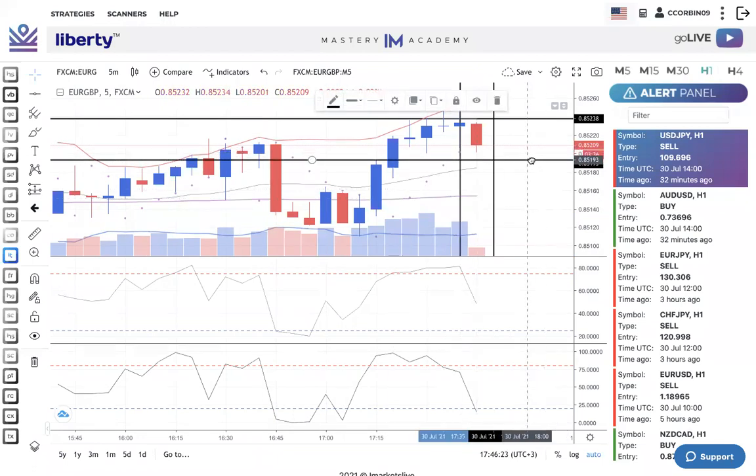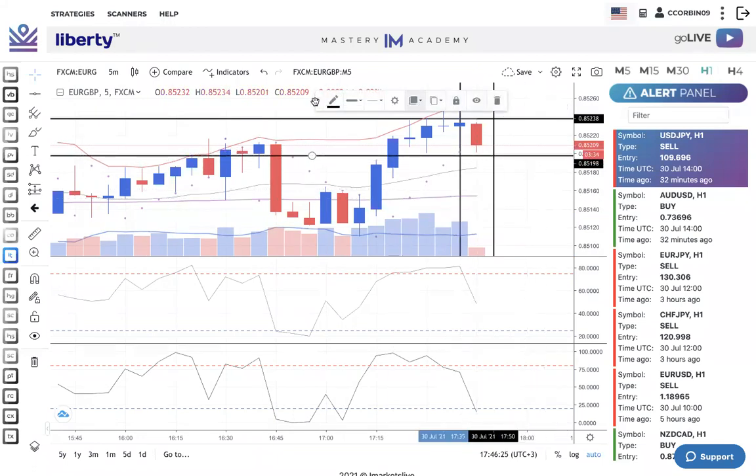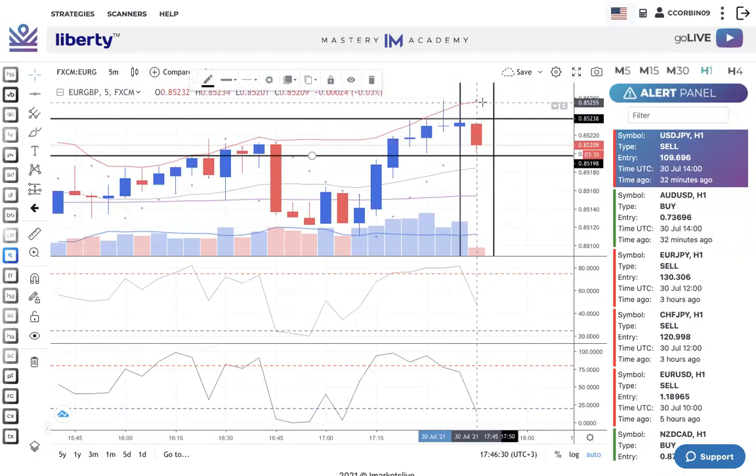So we got our red candle. We got our SAR at the top telling us prices below trend. We got a red volume bar and our lines are facing down. That's such a good setup for a sell.